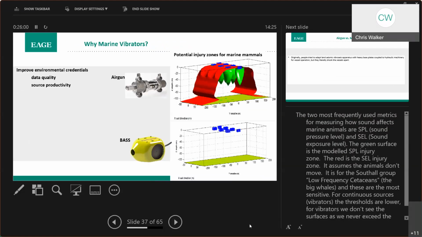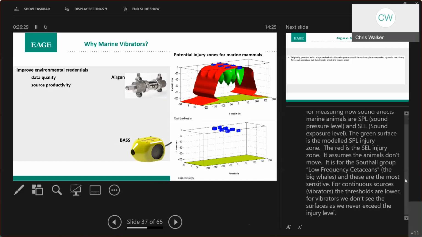If we look at the spectra that we see from a conventional airgun array, the potential injury zone shown in the plot at the top from a conventional airgun array, and BAS, which is the Shearwater's marine vibrator, showing that because of the reduced sound pressure level, because it is a swept frequency source rather than an impulsive source, we're able to have much, much lower environmental impact. And I say that was the historical reason why people started looking at marine vibrators.